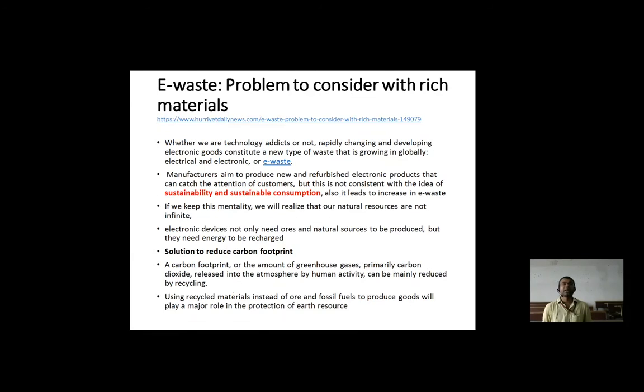So there is an article from this particular site, and whether we are technology addicts or not, rapidly changing and developing electronic grid constitute a new type of waste that is growing globally: electrical and electronic, or e-waste. So creating material is not the only solution for developing ourselves. Maintaining those things is also necessary, what exactly we require, and the thing which we require should also help the nature.